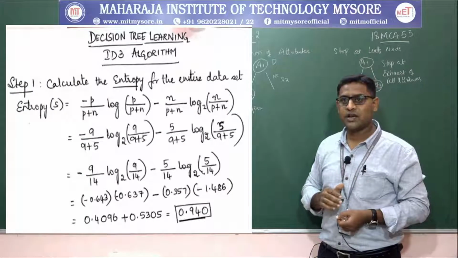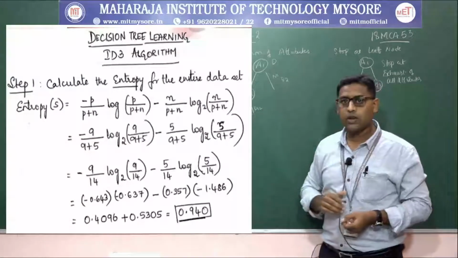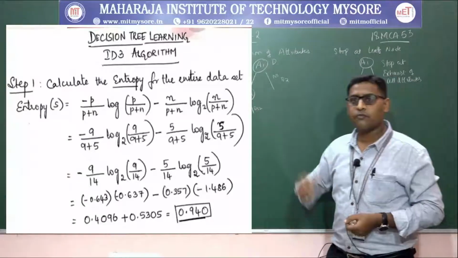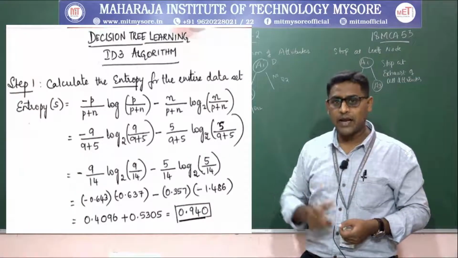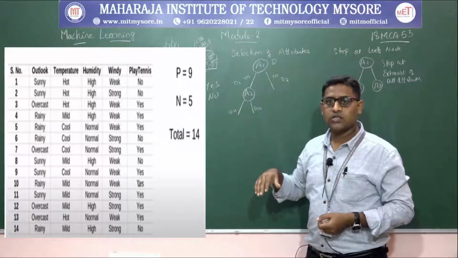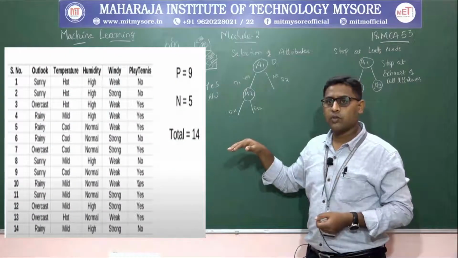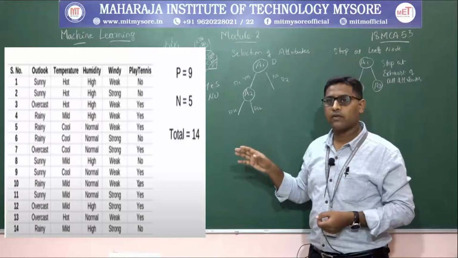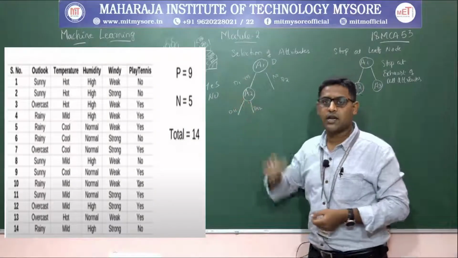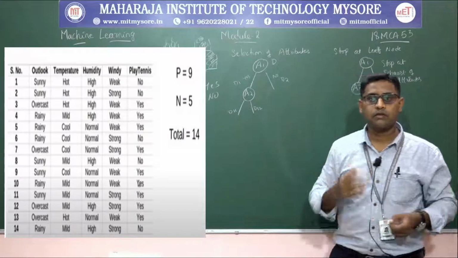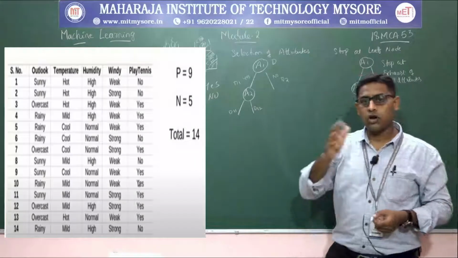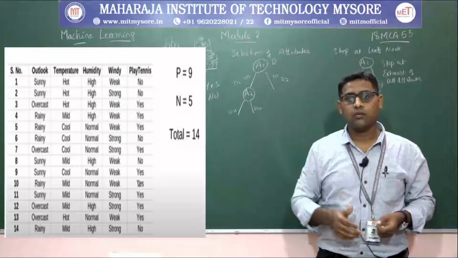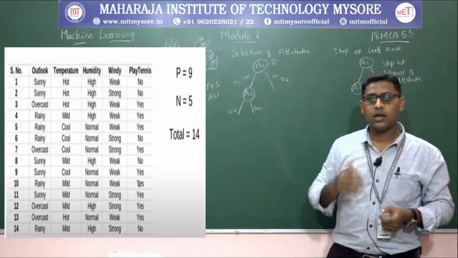Now how do we implement the decision tree learning algorithm? We implement the ID3 algorithm step by step. In step 1, we calculate the entropy for the entire data set. You can check the previous slide, which shows this data set. In this data set, outlook, temperature, humidity, and windy are the attributes. For these attributes, you have sunny, overcast, and rainy; mild, cool, and hot; high or normal; and weak or strong.